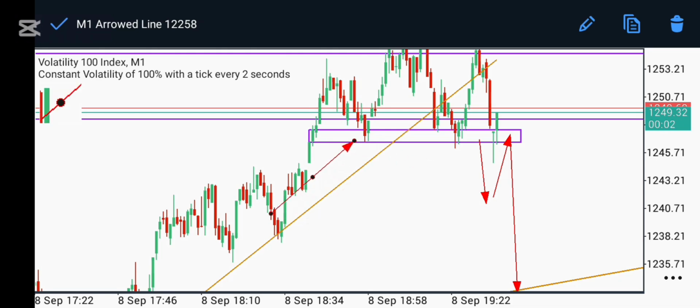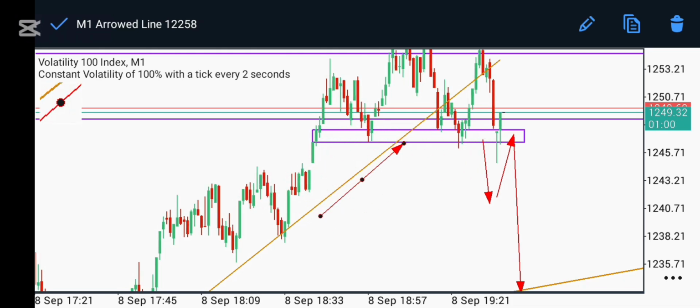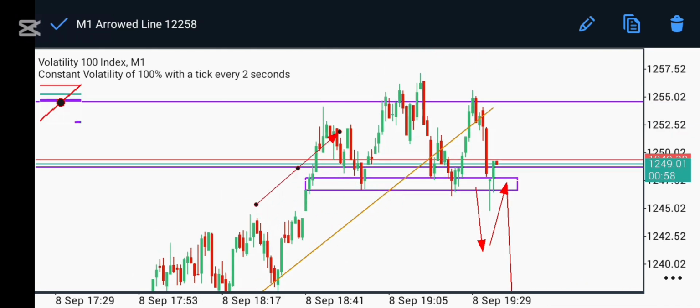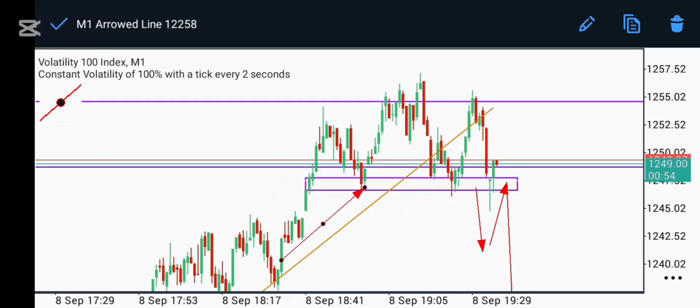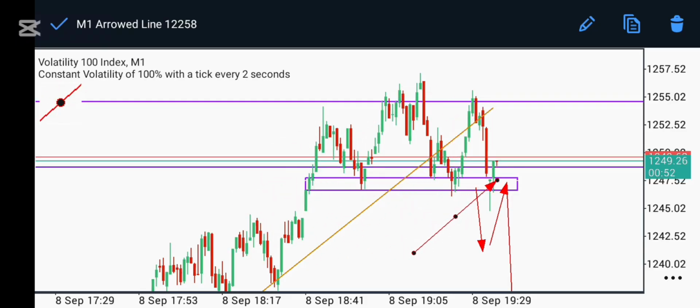This is the neckline of this head and shoulders pattern. You can see it's a head and shoulders pattern. This is the left shoulder, the head, and the right shoulder. You wait for the neckline to break.